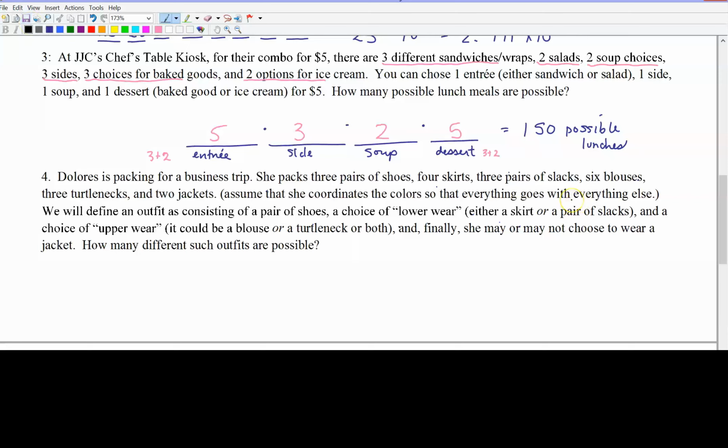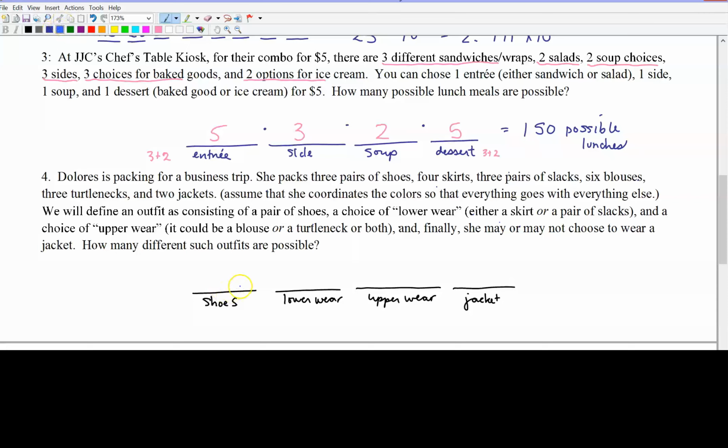Okay, so in order to build an outfit, she's going to need to have some shoes. She's going to have lower wear. She's going to have upperwear. And she's going to have some jacket choices. Okay, so these are going to be the different stages of actually building an outfit. So now let's analyze what happens on any given stage.